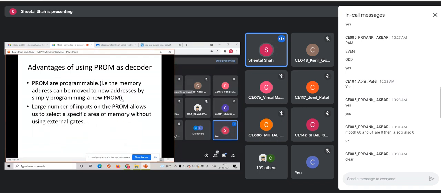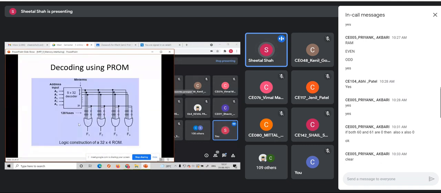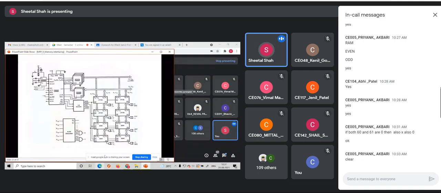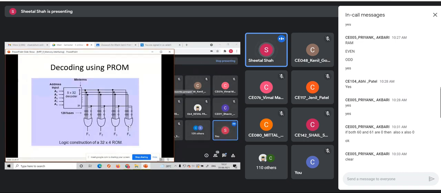A large number of inputs on the PROM allows us to select a specific area of memory without using external gates. We need not have any external gates. You can program it either by connecting or by removing these links. As you are using separate gates here for selecting these ICs, instead of that, you can use such PROMs directly. It can be used as a decoder, and it can be connected to the chip select line of these memory ICs.